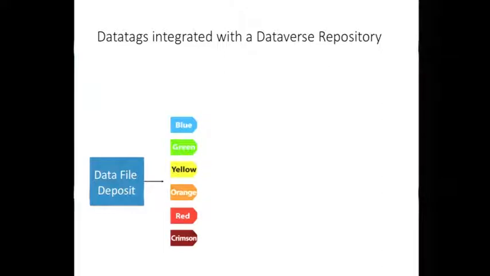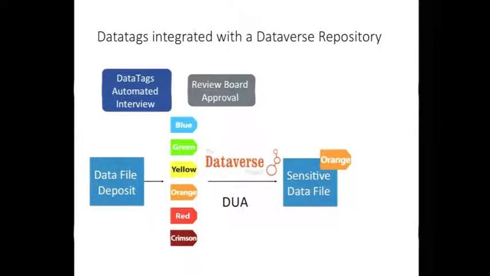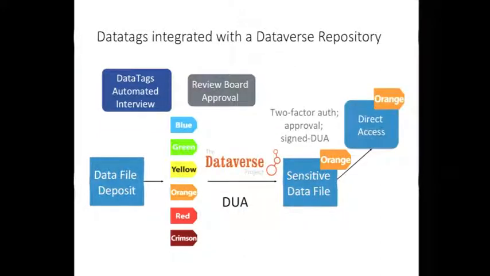So we start with a data file deposit, and the depositor finds the option of any of these data tags to assign to the data set. So they can go through the data tags automated interview, which will recommend which data tag should be assigned to your data file. And in some cases, they might want to also review it with the IRB, to make sure that they are assigning the right data tag. Then they add a data use agreement to that data tag, and the robot lawyers can play a role there. But before robot lawyers, they would still be able to customize or to add any data use agreement that goes with the data set. Now, in this case, they have an orange data tag.